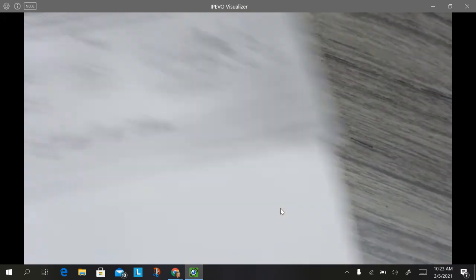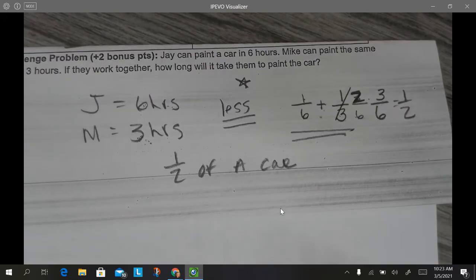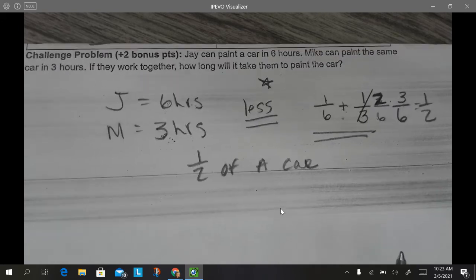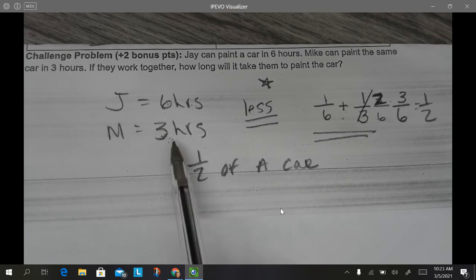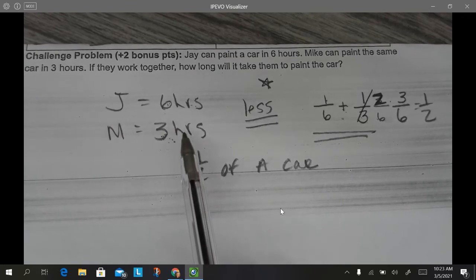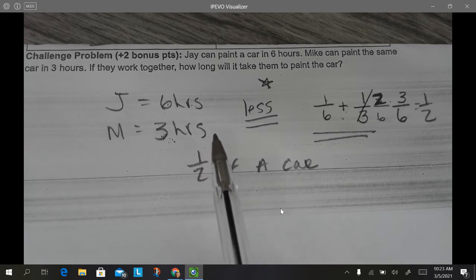And then here's the last challenge problem. Let's see here. Jay can paint a car in 6 hours. Mike can paint the same car in 3 hours. All right, so I have here Jay can paint a car in 6 hours. Mike can paint a car in 3 hours. If they work together, how long will it take them to paint a car?